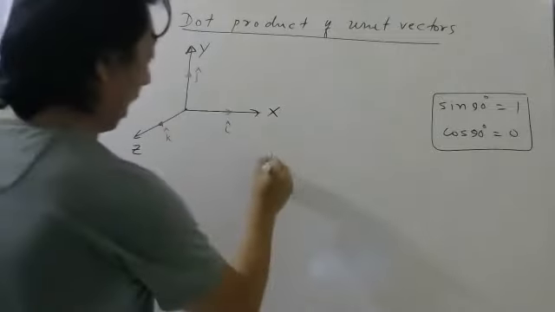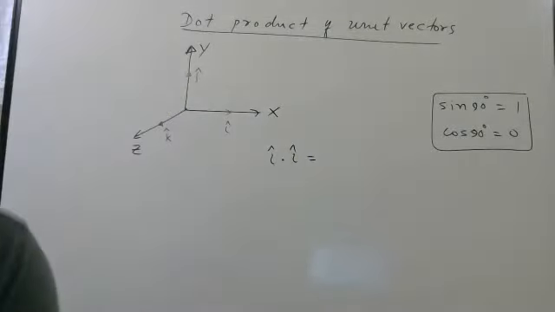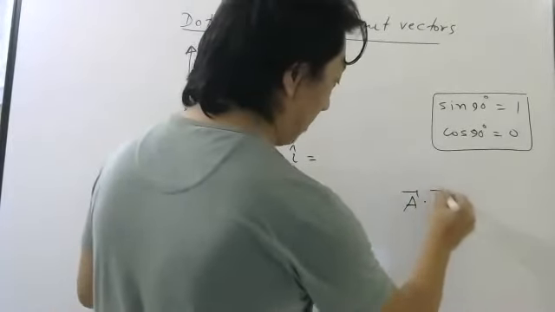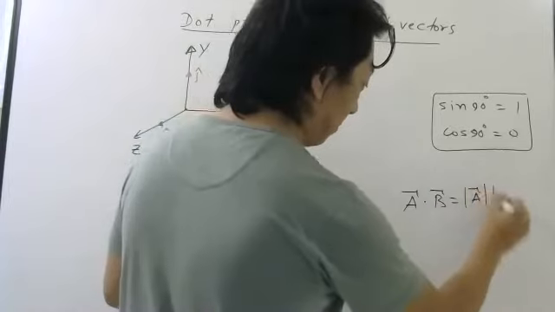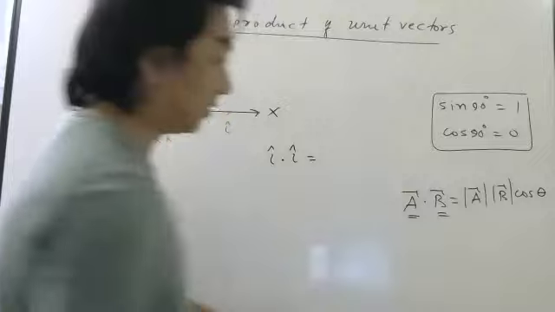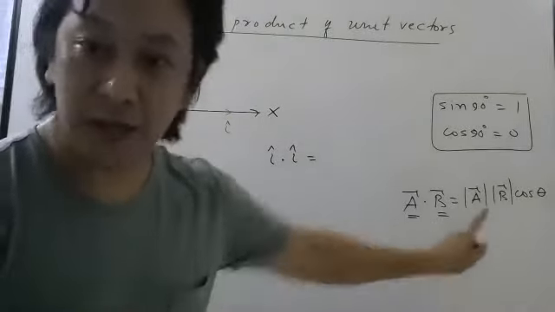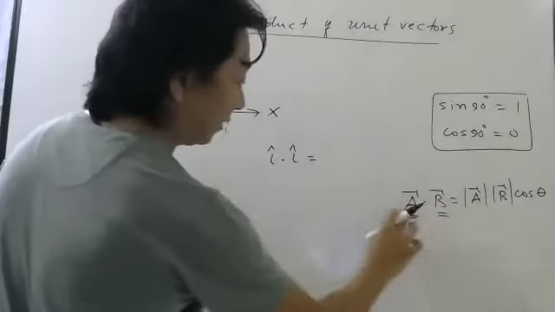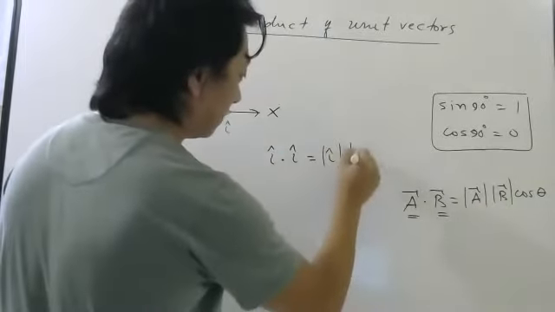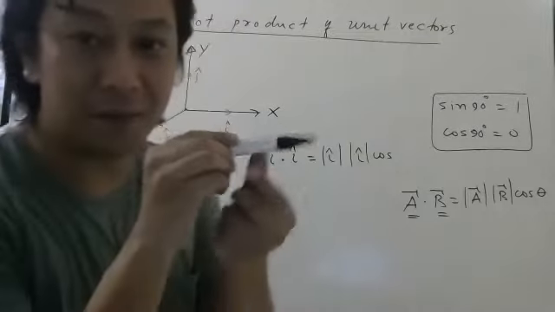So what will be i cap dot i cap? Try once. Apply the formula. This is the formula. A bar dot b bar is magnitude of a bar, magnitude of b bar, cos of angle between the two vectors. So what will be i cap dot i cap? Apply this formula. Modulus of i cap, modulus of i cap, cos of angle between i cap and i cap.